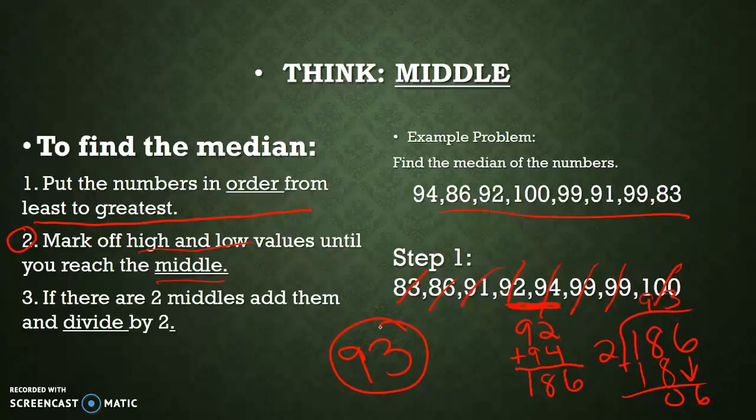Okay, if there was a middle number, say there were 9 numbers instead of 8, it would be that middle number. That would be your median. But if there is no middle number, then you have to add them together. So this step can either be 2 steps or 3 steps.